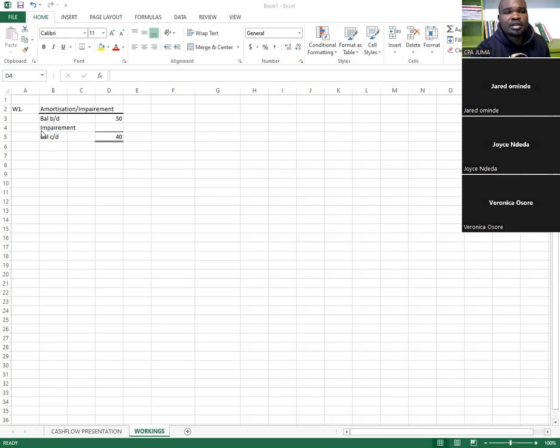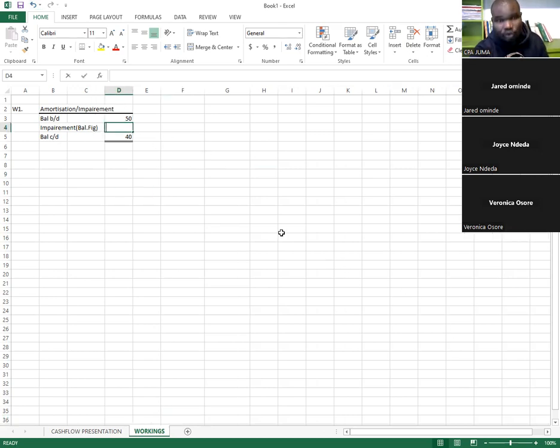So impairment, I will have here in bracket balancing figure. So balancing figure for my impairment. Then you'll have this. So I'll say it equals the 50 minus the 40, which is 10. So my impairment is 10.